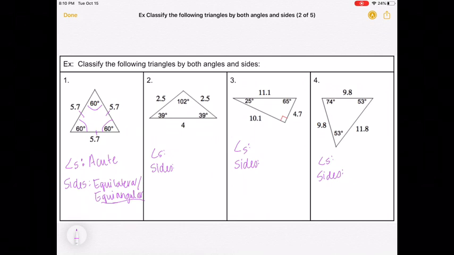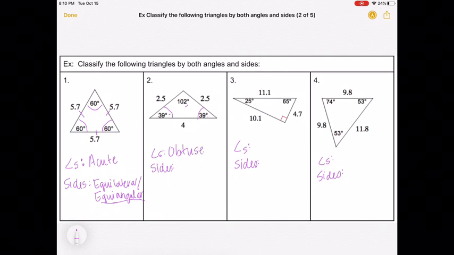All right, 2. So it's probably easiest to start off with the angles on this one. So I have a 39 degree, 102 degree, and 39 degree. So there we have one obtuse angle. These 2 are congruent. But if I have just one obtuse, that makes it an obtuse triangle.